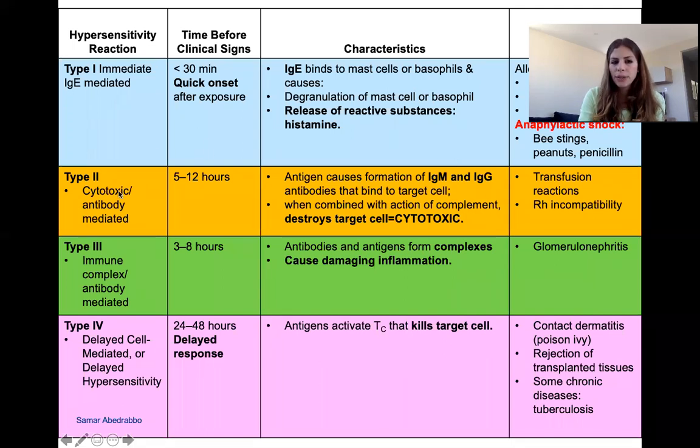So this was type 2 hypersensitivity, and examples of that were transfusion reactions and Rh incompatibility. And here this had to do with antibodies, IgM and IgG. Now we're going to talk about type 3 hypersensitivity, which an example of an illness that falls into this is glomerulonephritis, which has to do with a type of kidney infection or inflammation.